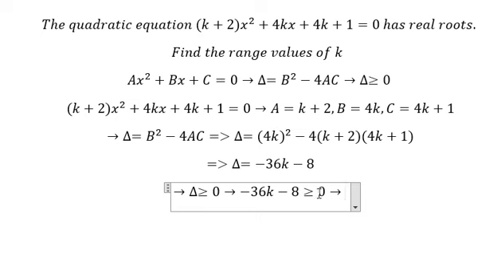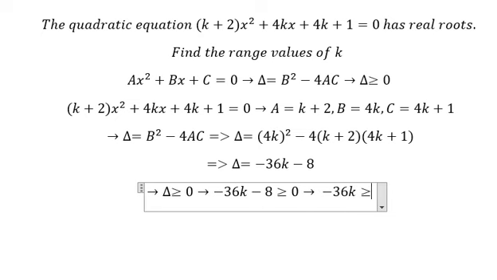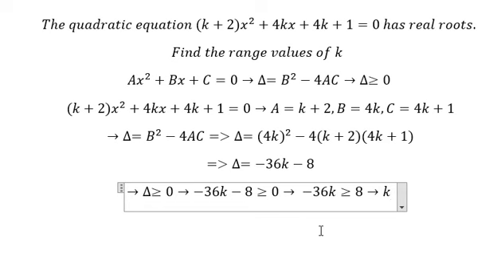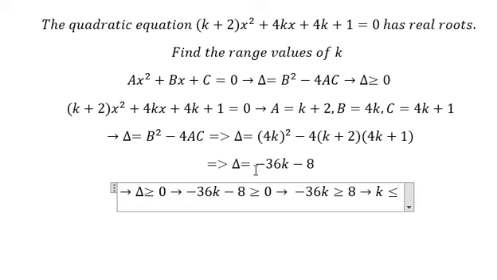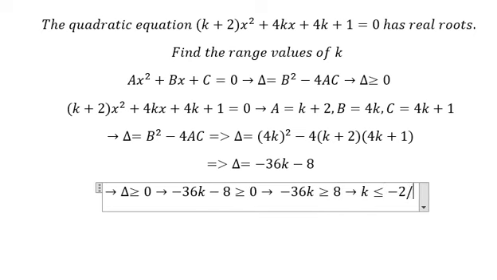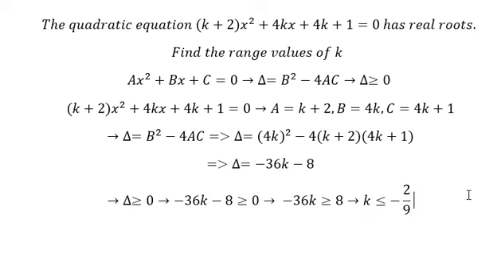So I will put negative 8 to the right. Then we divide both sides by negative 36, and we have k is smaller than or equal to negative 2 over 9. So we can write the answer like this.